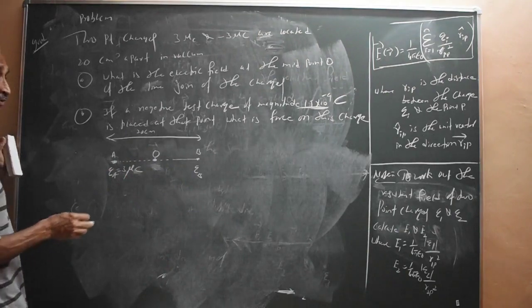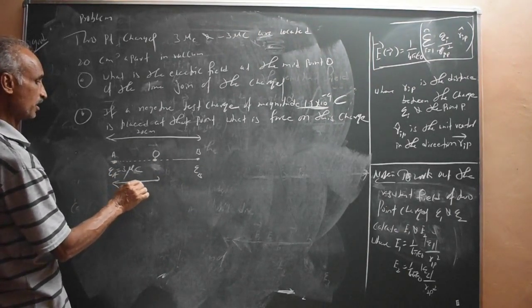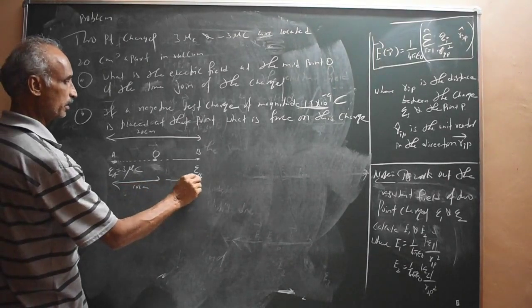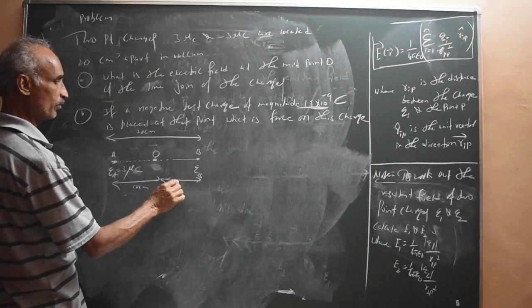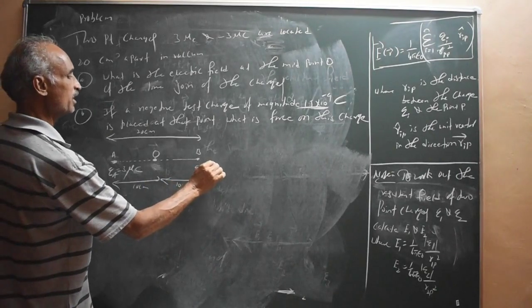Okay. So now O is at a distance of what? 10 centimeter each. 10 centimeter each from the charge A as well as B. QB is minus 3 microcoulomb.